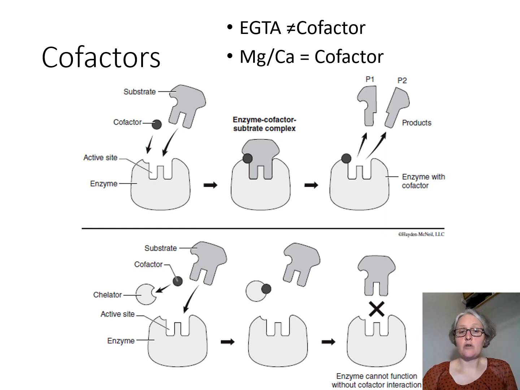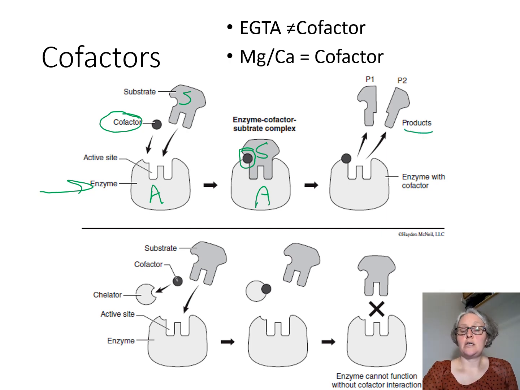So let's start with the top picture. Here we've got our enzyme, so think amylase. Here we've got our substrate, so think starch. And then that little black dot right there, that's our cofactor. If it is the case that cofactors are required, you can see how that cofactor helps the starch and the amylase bind together so that we can get our products.